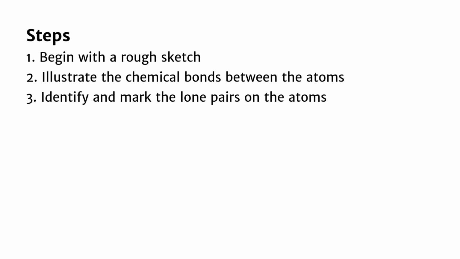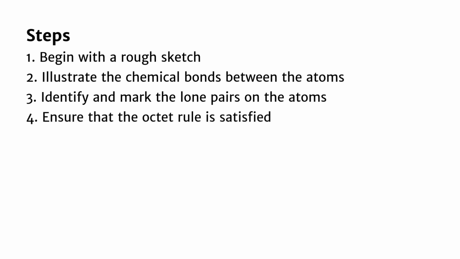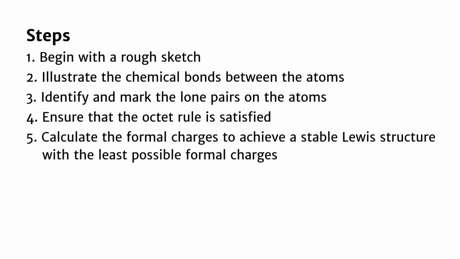In the third step, determine how many lone pairs each atom will receive and mark them on the structure. Then, ensure that each atom in PCl3 satisfies the octet rule. Finally, calculate the formal charges for each atom to verify the stability of the final structure.